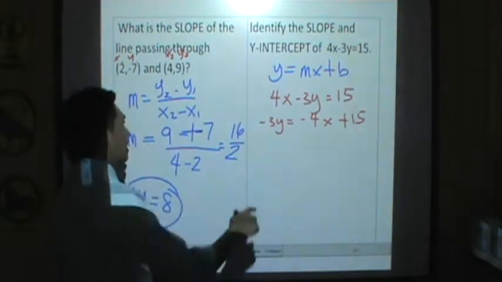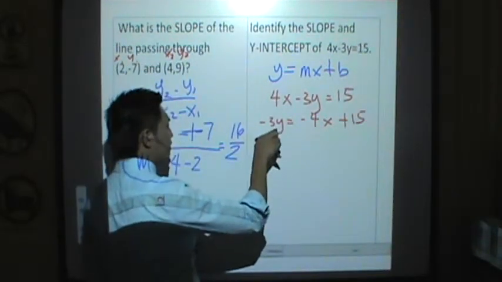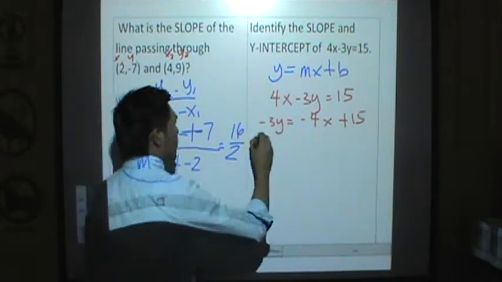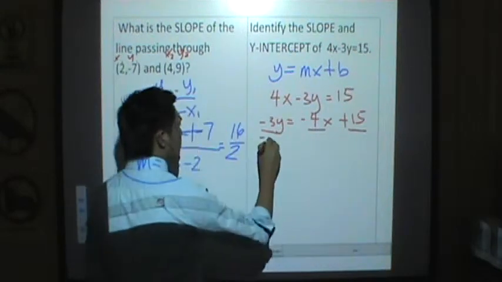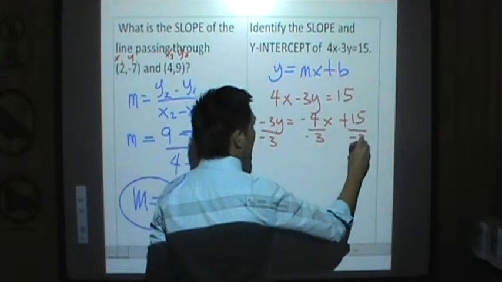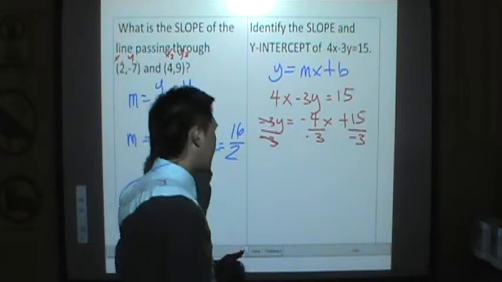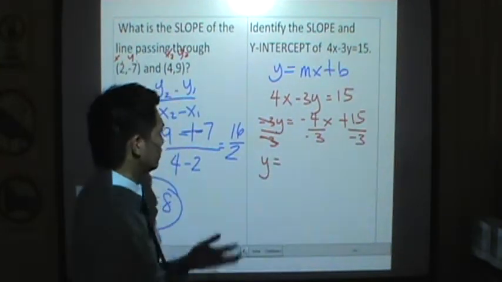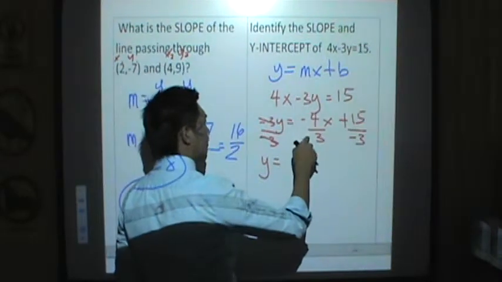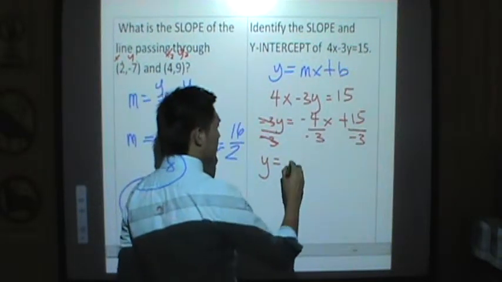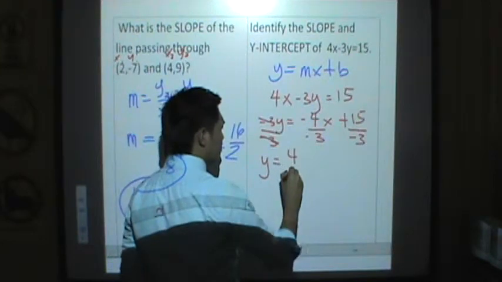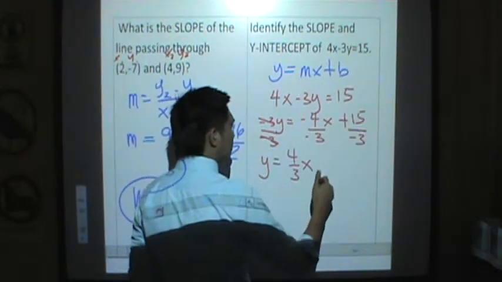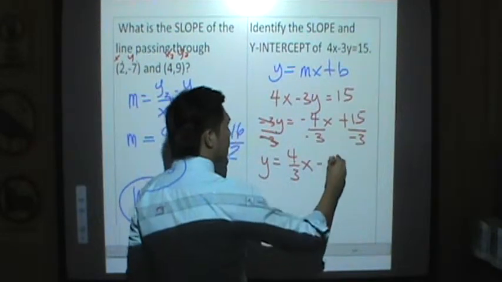Okay? And now we have negative 3y, and again, our objective is to make sure that y is alone. That's why we have to get rid of that negative 3. So to get rid of negative 3, we have to divide every term by negative 3. Now we have negative divided by negative, which is positive, and 4 over 3 is 4 over 3. Do not forget the x. 15 divided by negative 3 should give you negative 5.